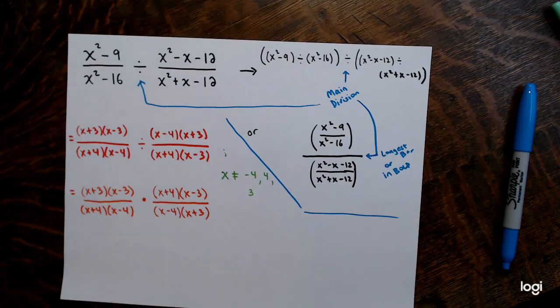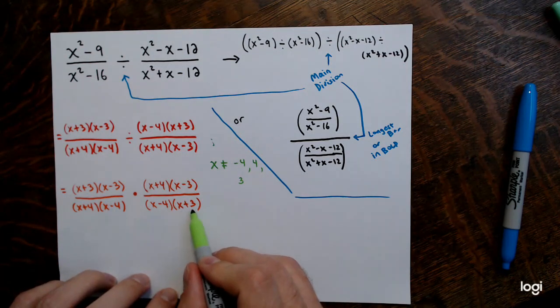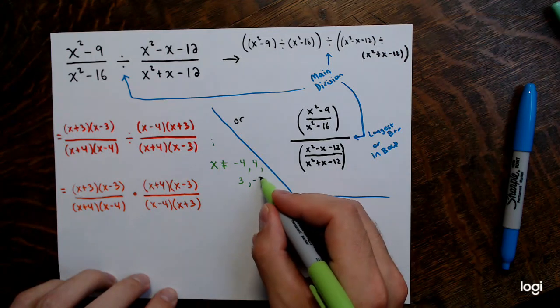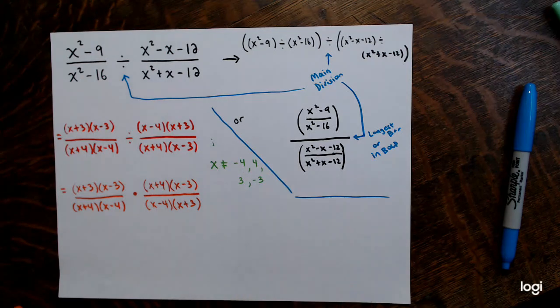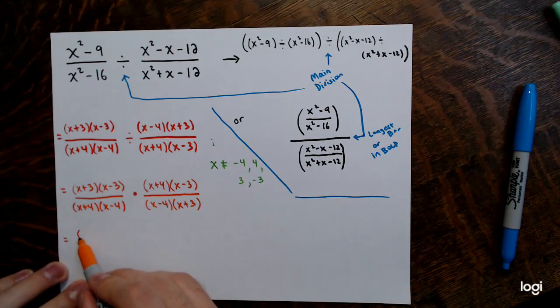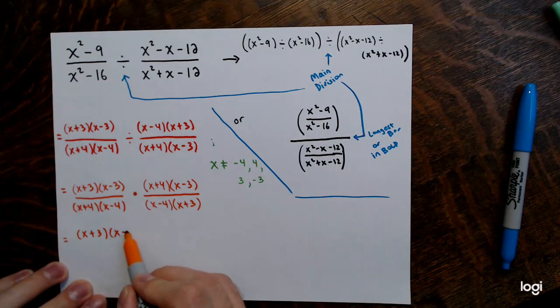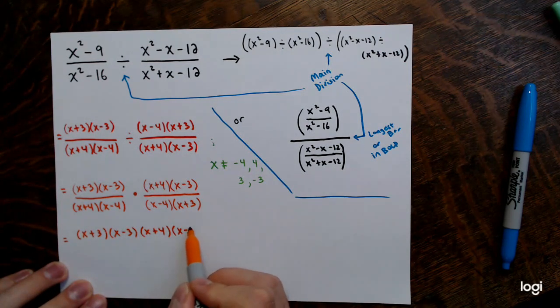One more thing I'm going to point out is that now I have x plus 3 in a denominator, so x can't be negative 3 either. So x cannot be replaced with any of these four numbers. Okay, then doing the multiplication, basically listing the factors. We have x plus 3 times x minus 3 times x plus 4 times x minus 3 in the numerator.